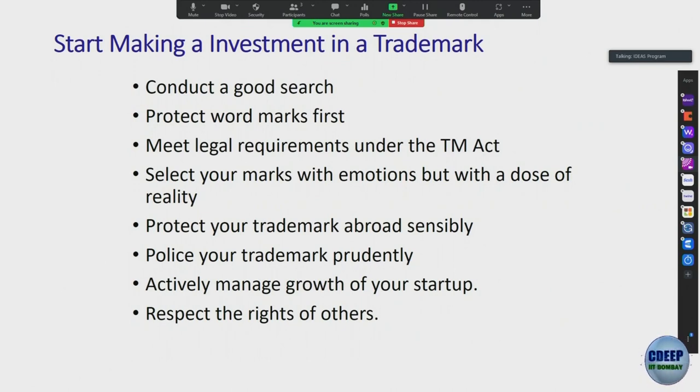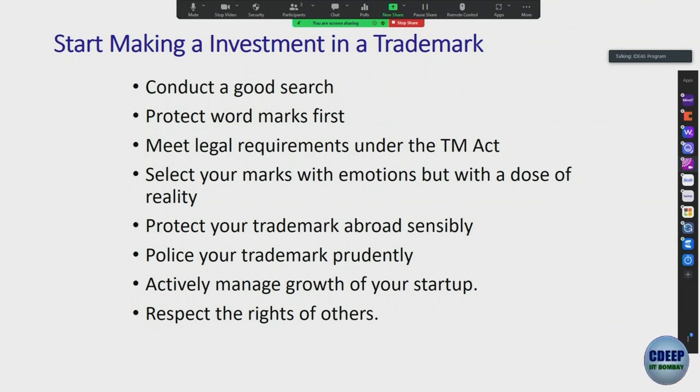So, when you are starting a business startup, start by making an investment in a trademark. First conduct a good search. You will be shocked if I tell you that every name you can think of, you will find it is trademarked. I have had a case where we took more than 2 months to coin words and found everything is trademarked, even a synthesized word.